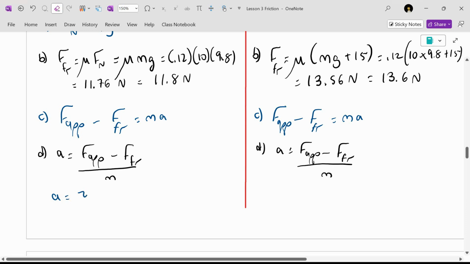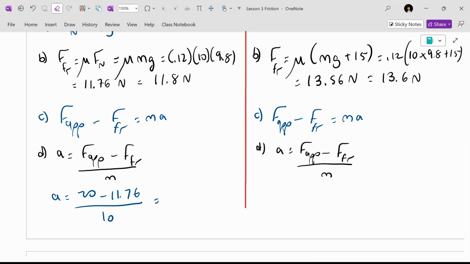A is going to be 20 minus 11.76 divided by 10. That I can easily do in my head. 8.24? 0.824? I think. Double check me. And A is going to be, if I'm wrong, give me a holler. I might be wrong.